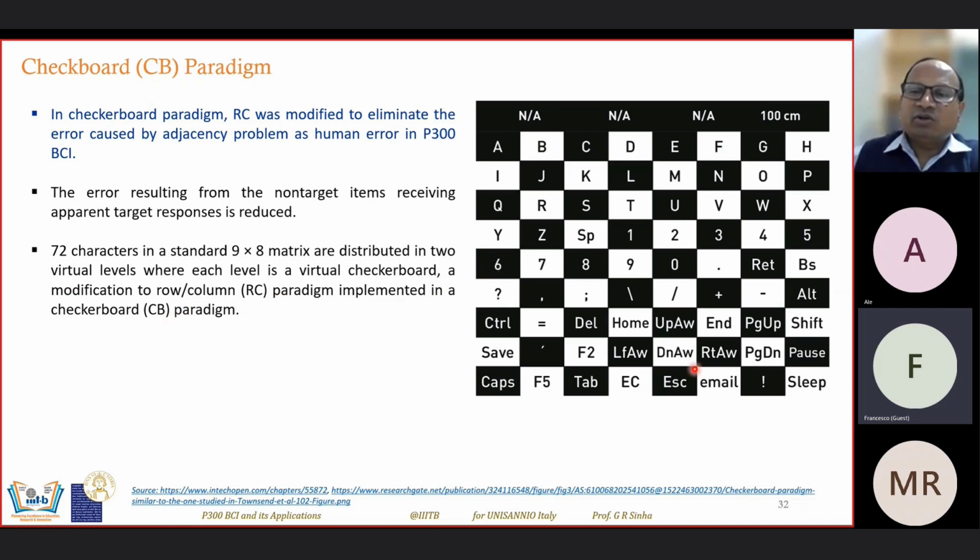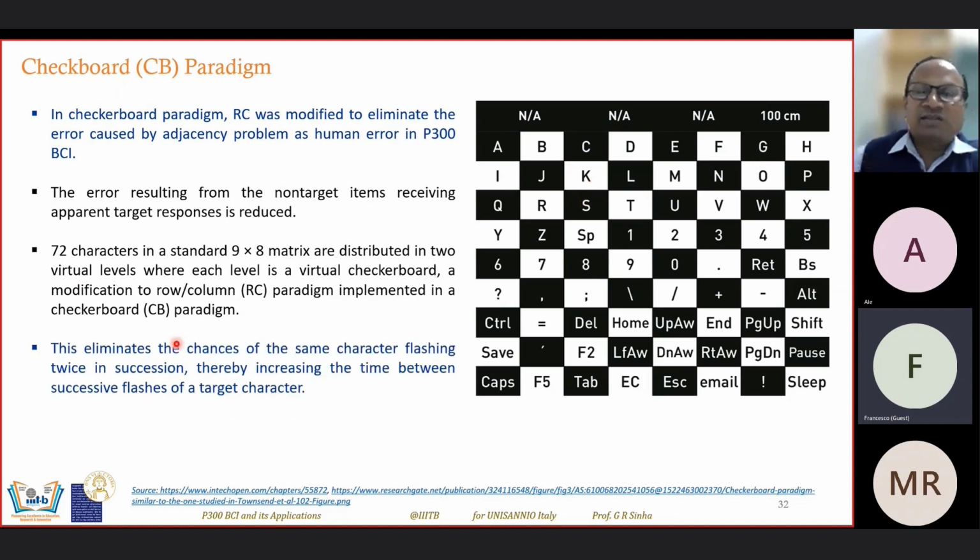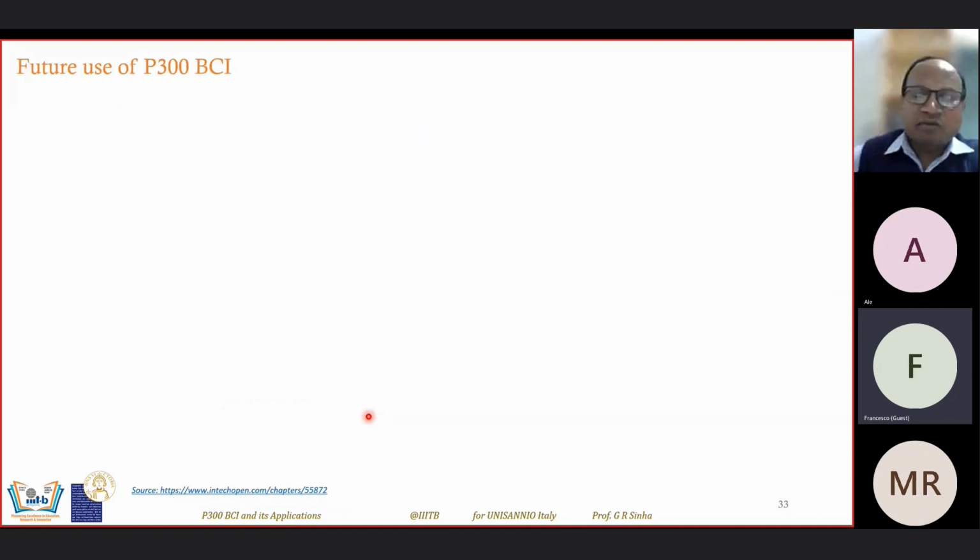So this is the paradigm which is used for checkerboard, where you will display or flash any particular pattern or a character a number of times, and then you will be asking for certain tasks. This reduces the chances of the same character displaying twice in succession, therefore increasing the time between successive displays or flashes of a target character, because frequency is very important.